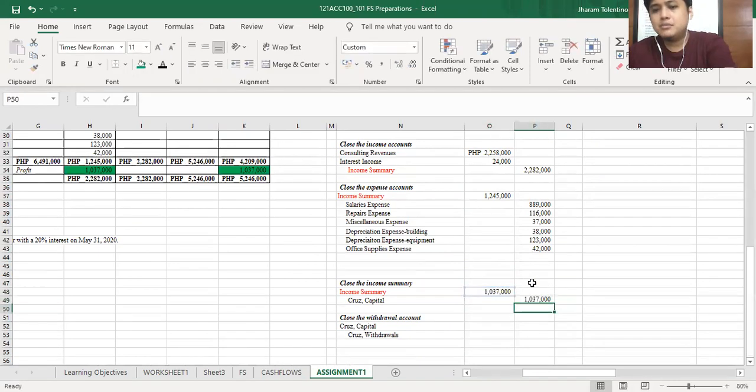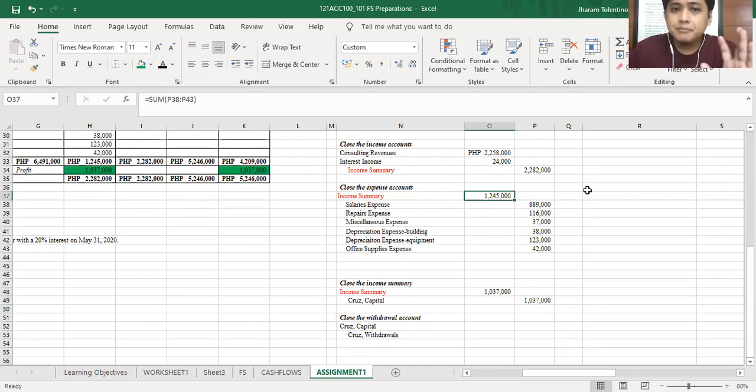Okay, kung mapapansin mo, that's the profit actually. So, ibig sabihin, pakitake note, if at the end of your preparation of the closing entries, you have a credit balance. Okay? Credit balance kasi mas malaki yung credit kaysa sa debit. So, if you have a credit balance na income summary, you have a profit. Okay? May profit ka.